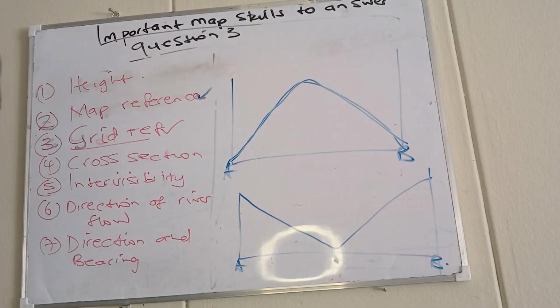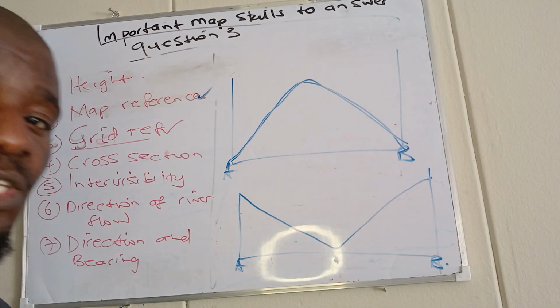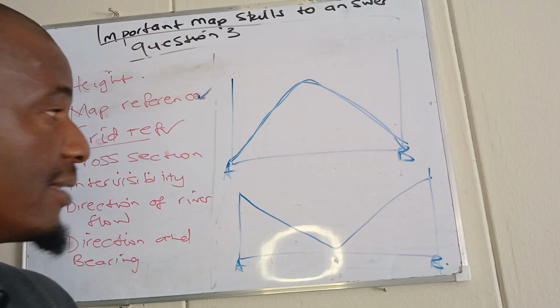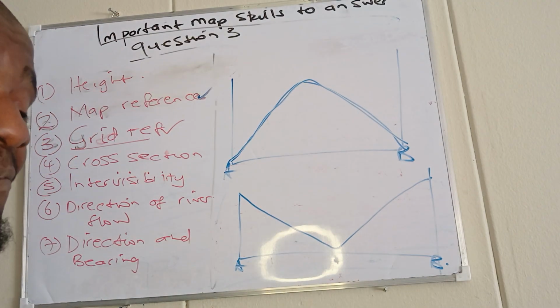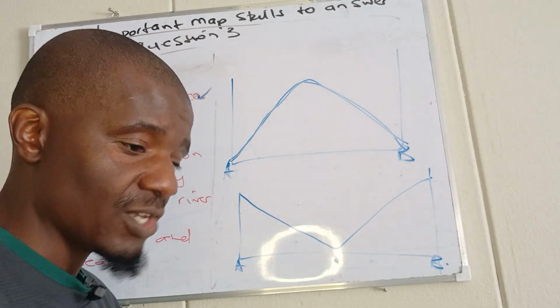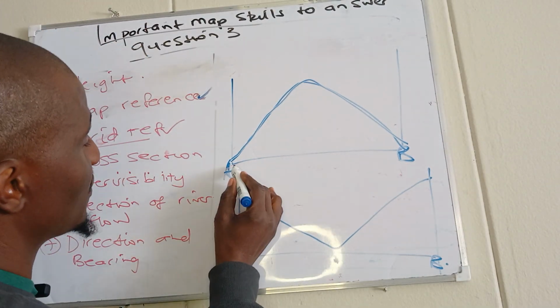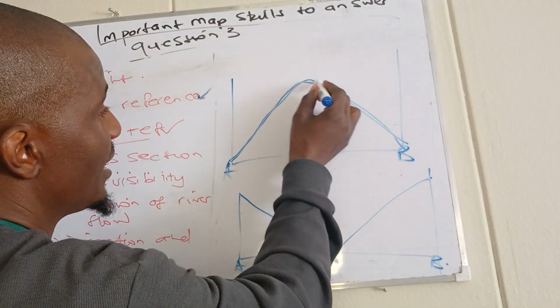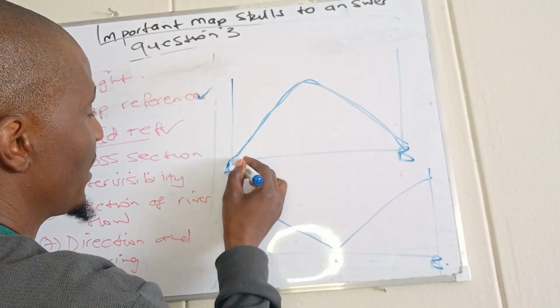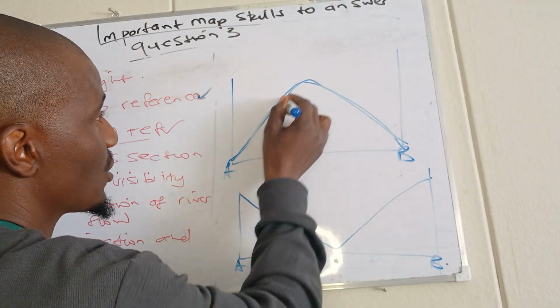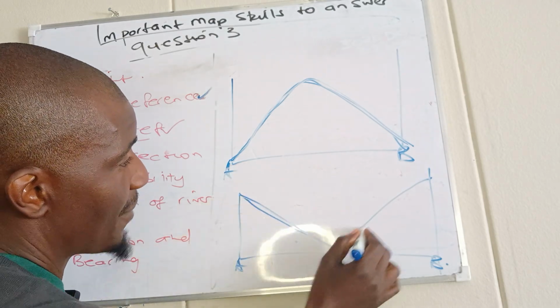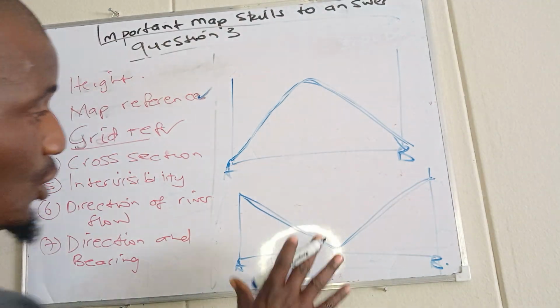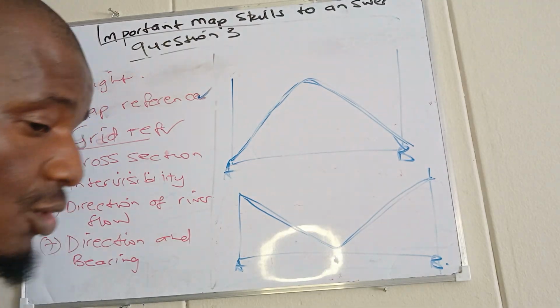So when you're doing cross section, obviously you are looking at the height of features along the points that you have been asked to draw as a cross section. Let's say from here up to there, these are the lands. This is the landscape from A to B. Obviously, you find that it starts off here from a lower land, it goes up, then it goes down. Here it starts off from a higher ground, then it goes up, then it goes up again. So this is more or less what your cross section is all about.